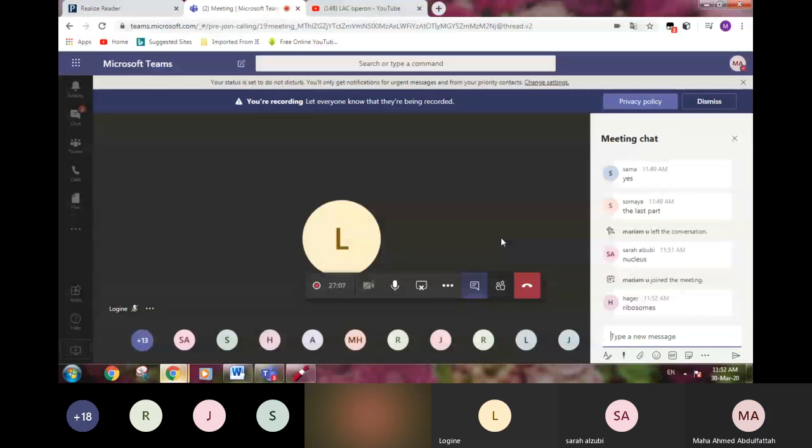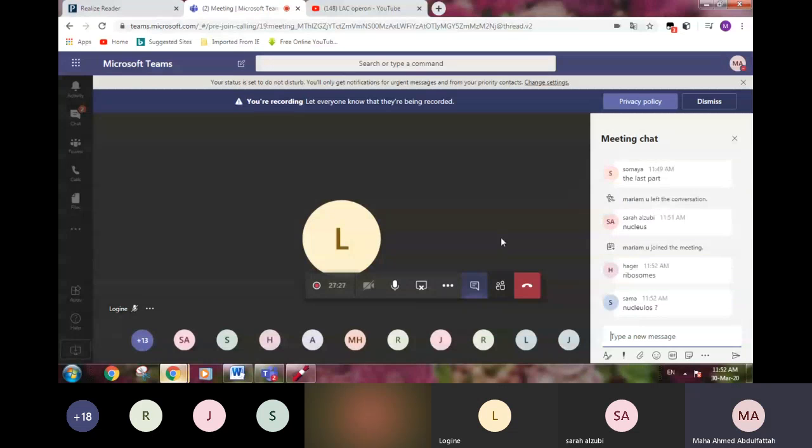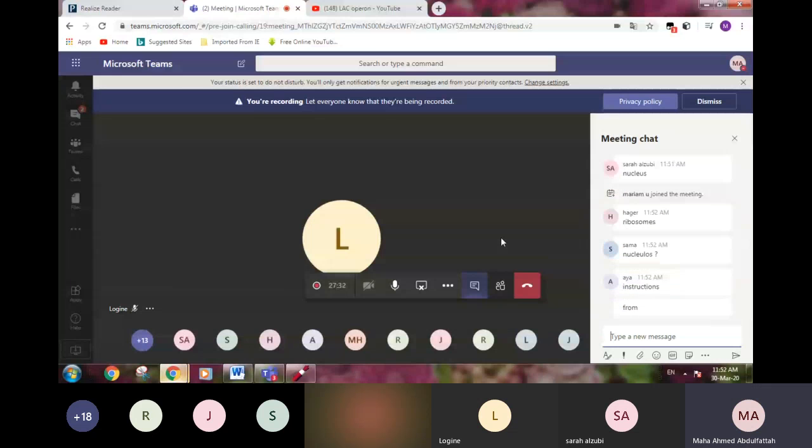No, ribosomes. Ribosomes are the site where proteins form. But what controls the formation of proteins? I am not asking about the site. Instructions from where? Yes, instructions from genes. So genes give instructions for proteins to be formed.